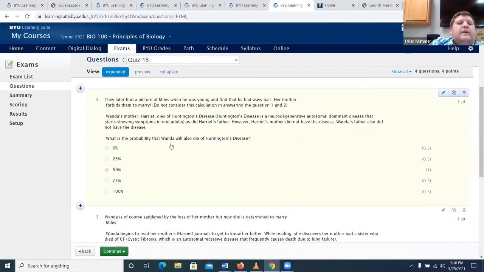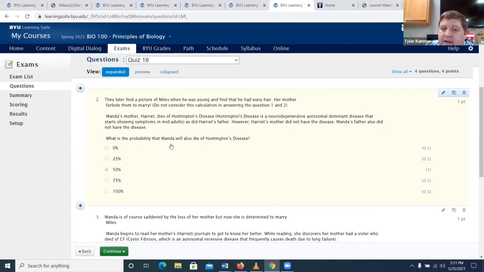Okay. They later find a picture of Miles when he was young and find that he had wavy hair. Her mother forbids them to marry. Do not consider this when calculating answers for question 1 and 2. Wanda's mother, Harriet, dies of Huntington's disease. Huntington's disease is a neurodegenerative autosomal dominant disease that starts showing symptoms in mid-adults, so like 30s to 40s, as did Harriet's father. So we know Harriet had it and her father had it.